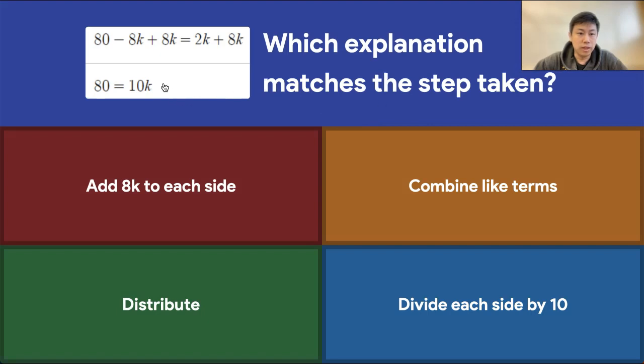For this step, let's see what we got. First line, we got a lot of k's, right? So negative k plus 8k, 2k plus 8k. The second line turns very simple. So that should be a clue that we're probably combining something, right? Simplifying it. So negative 8k plus 8k, those are like terms. It goes to 0. That's why there's no more k's on the left side of the equation. And then 2k plus 8k is 10k. So both sides will be combined like terms.